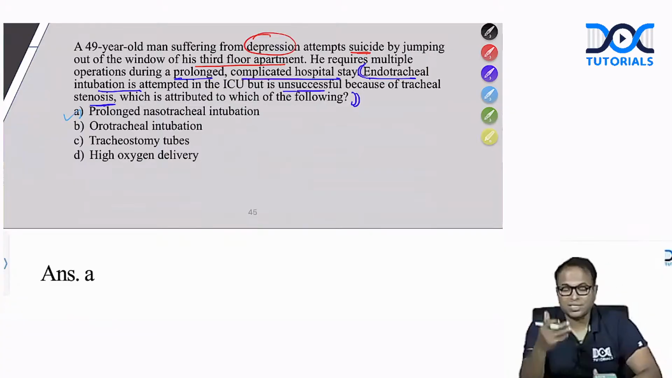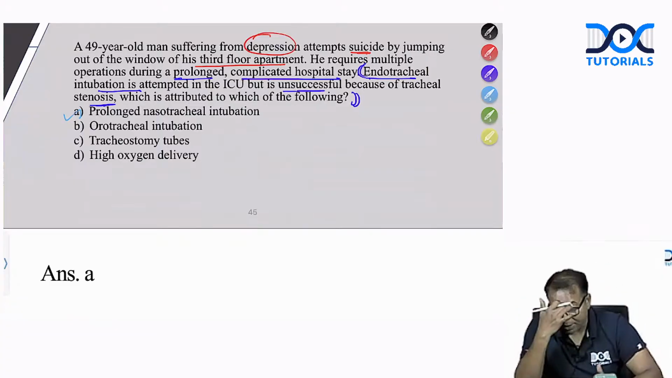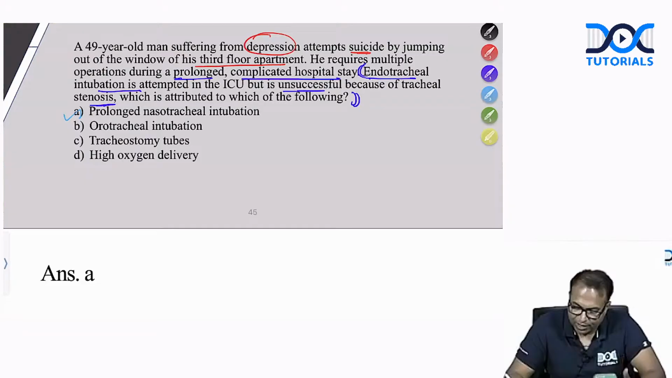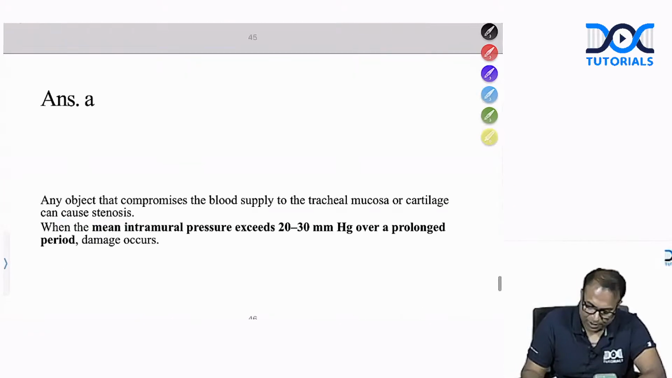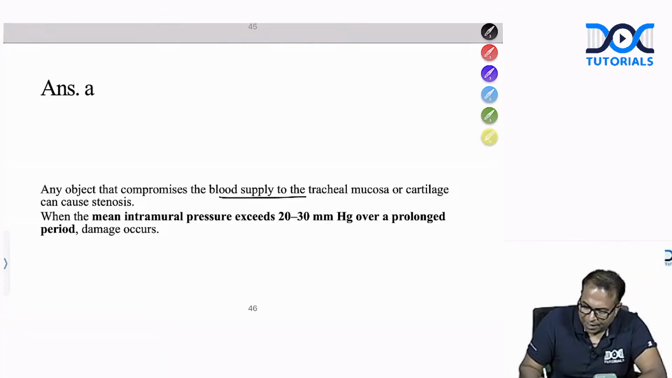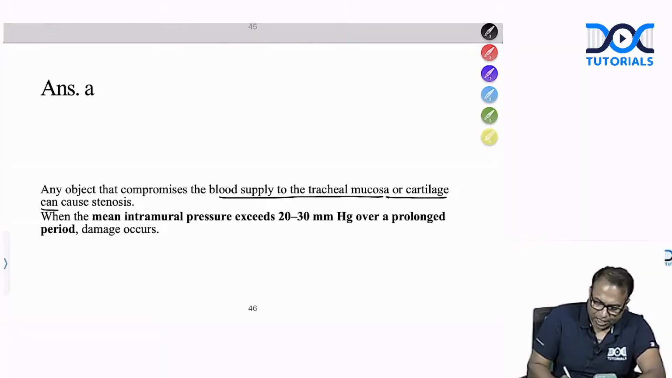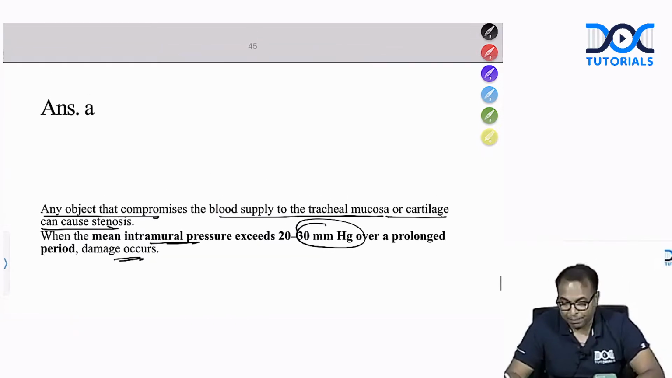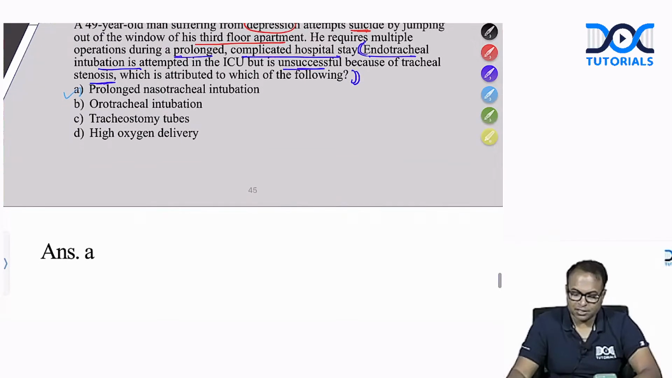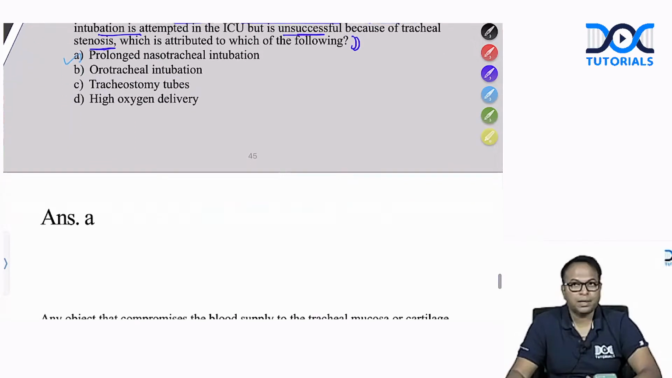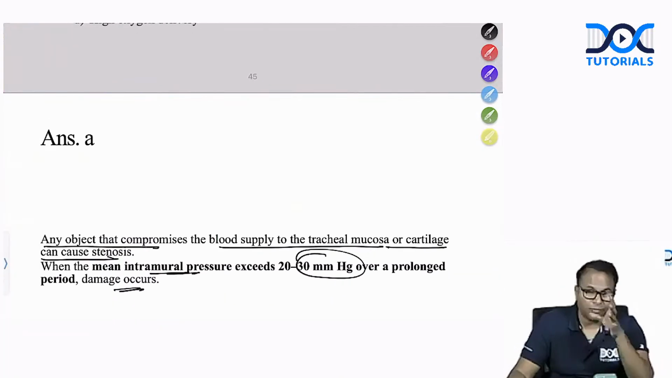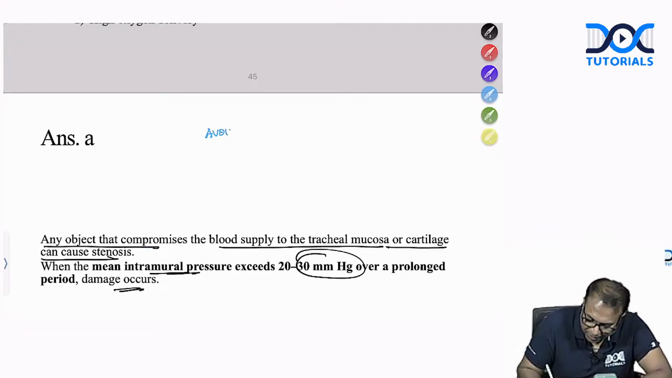It's an ENT anesthesia surgery question. Due to long-term ventilator use with prolonged nasotracheal intubation, the trachea went into stenosis, so we are not able to do intubation. Any object that compresses the blood supply of the tracheal mucosa or cartilage can cause stenosis. When the mean intramural pressure exceeds 30 millimeters, tracheal stenosis can happen. Don't forget this. That is why many times surgeons will plan for tracheostomy instead of the cuffed tube. So avoid cuffed tubes for long periods.